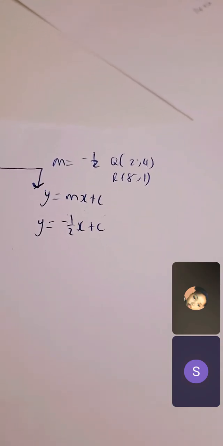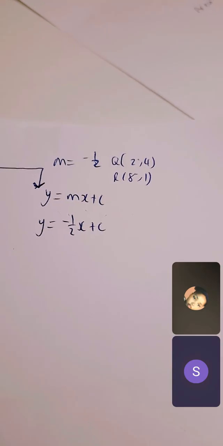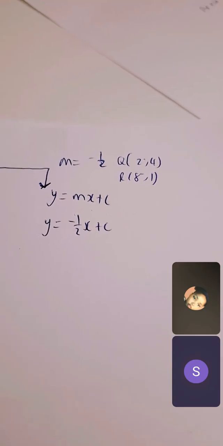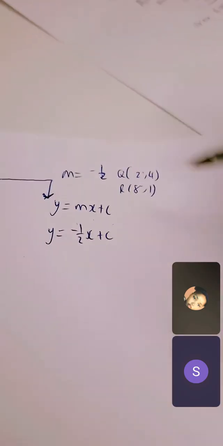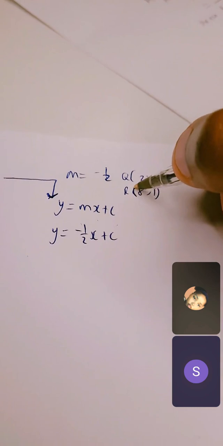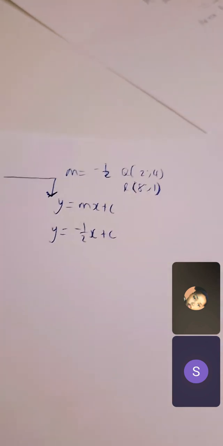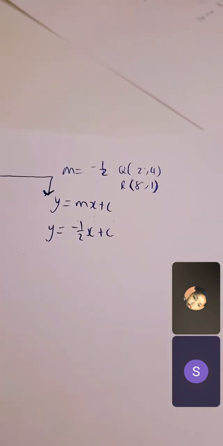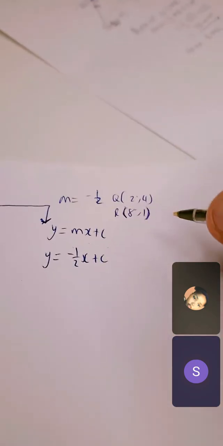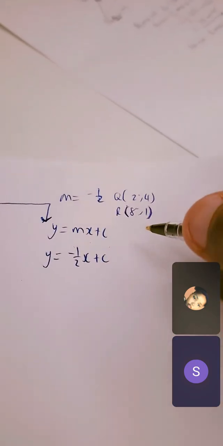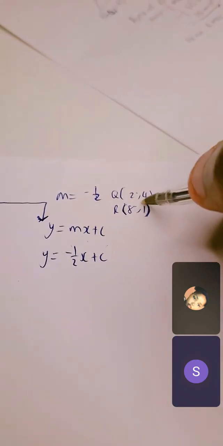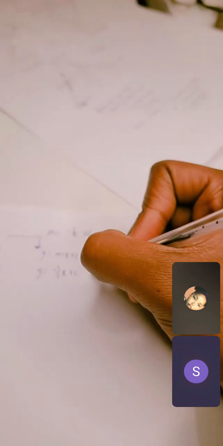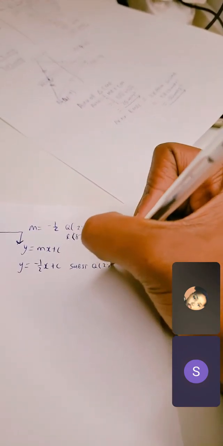c is the y-intercept. Yes, it is, but we don't have the y-intercept. We only have the points that lie on the line. So what do we do to find c? We take one point that lies on the line and put it in for x and y. So which point must I take? I will take Q, which is (2; 4).